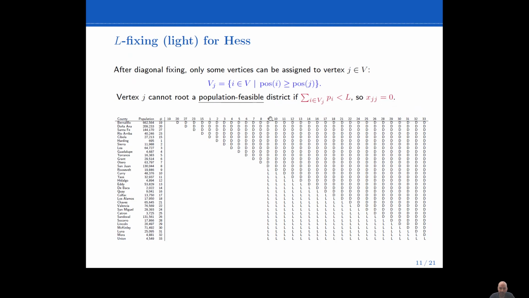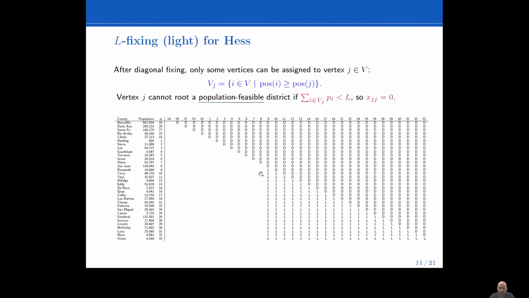And then likewise for this vertex 9, which is Roosevelt County, the same sort of thing happens. If you take the population of Roosevelt County and all counties that occur later in the ordering, and add up their populations, that's going to be less than L, so not enough. So you can't root a district there.